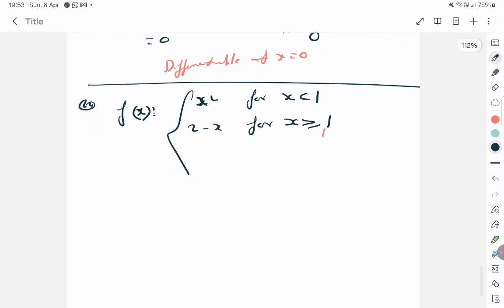Let's check the continuity. Actually, no, I'll teach you a trick for differentiability. Take the left hand limit and differentiate it, 2x. You know differentiation, right? Substitute x as 1, you get 2. Take the right hand limit and differentiate it, you get minus 1. So 2 is never equal to minus 1. You differentiate, you get a slope. So the left hand slope is not equal to the right hand slope.